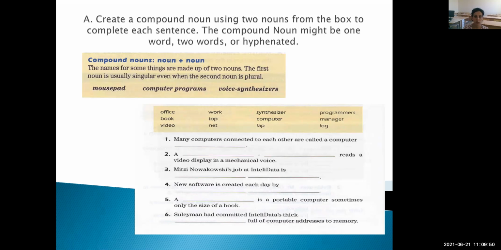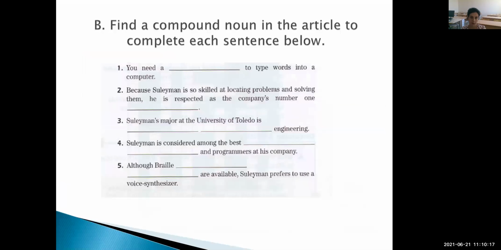So we have here mouse pad, computer programs, and voice synthesizer there. So you have to continue choosing the words from the box: office, book, video, work, top, net, synthesizer, computer, lab, programmers, manager, and log. You have to complete all the 6 sentences and their gaps that you see, choosing the words from the box, making compound nouns consisting of one word, two words, or a hyphenated one, and fill in the blank place.